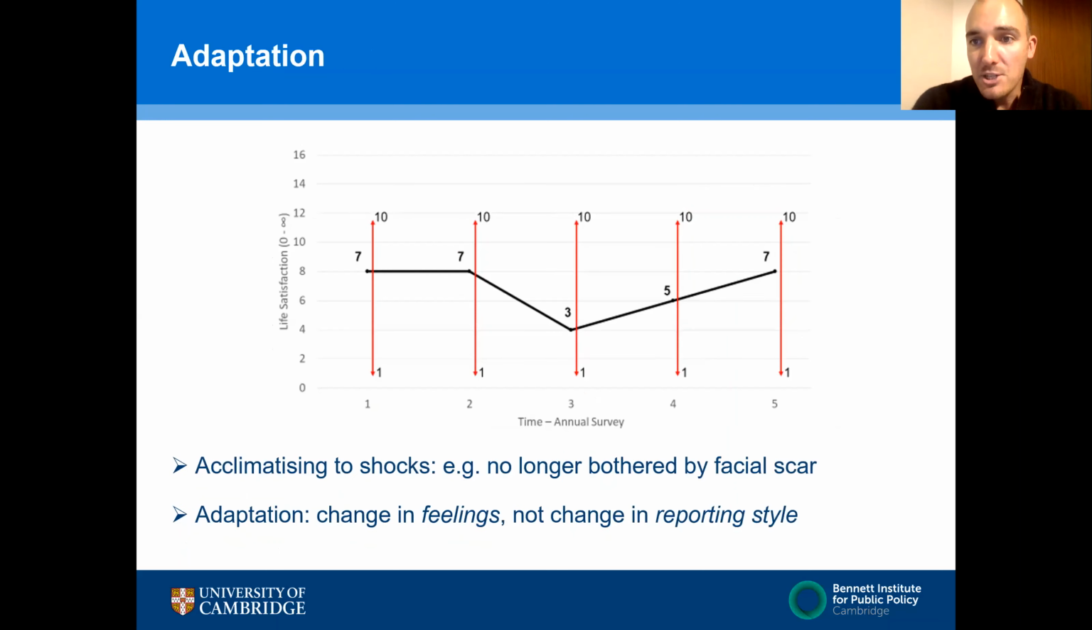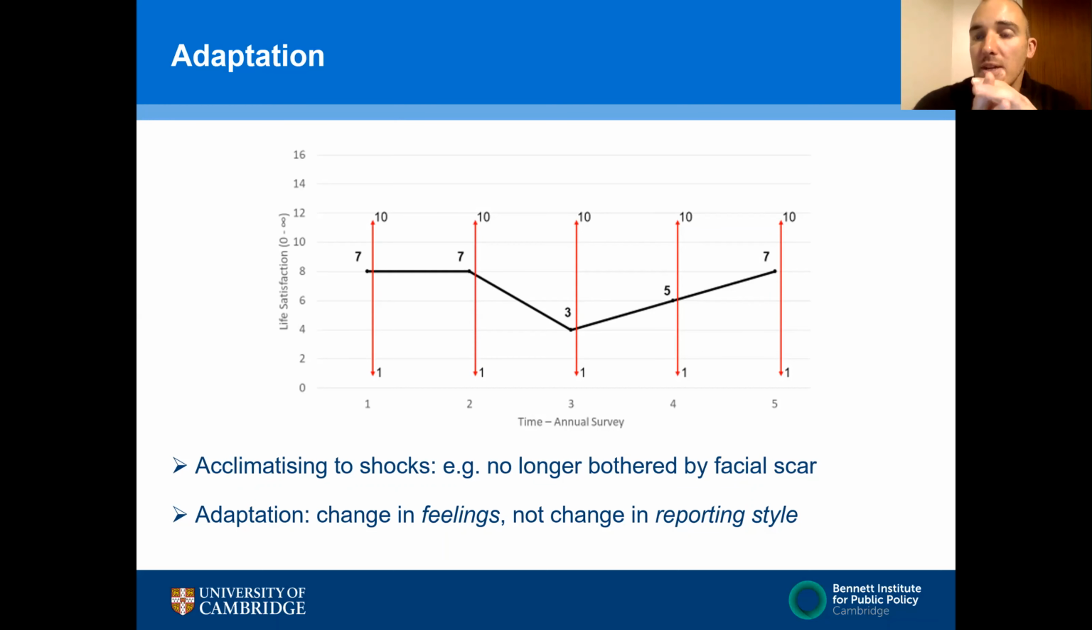Let's contrast this with adaptation. Adaptation does not refer to a change in the reporting scale that you're using. It refers to a change in your actual life satisfaction, your latent life satisfaction. So the idea here is that this person uses the same scale consistently across the 5 years. At time two, they have some unfortunate accident. You know, maybe they receive a facial scar in some way, right? And this facial scar makes them very upset. They look in the mirror and they think, oh, I'm hideous, right? And so their life satisfaction falls to 3. And then over time, they start to acclimatize to this in a cognitive way. So they get used to their image in the mirror, their friends get used to the way they look, and so they don't really notice it on their face anymore when they interact.